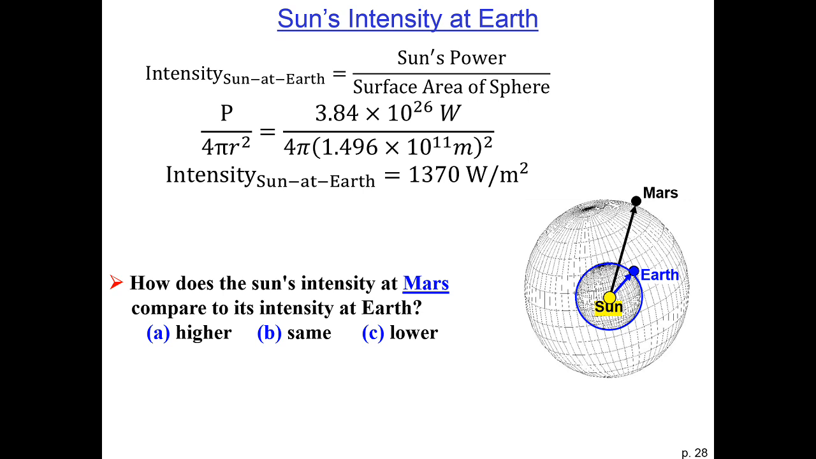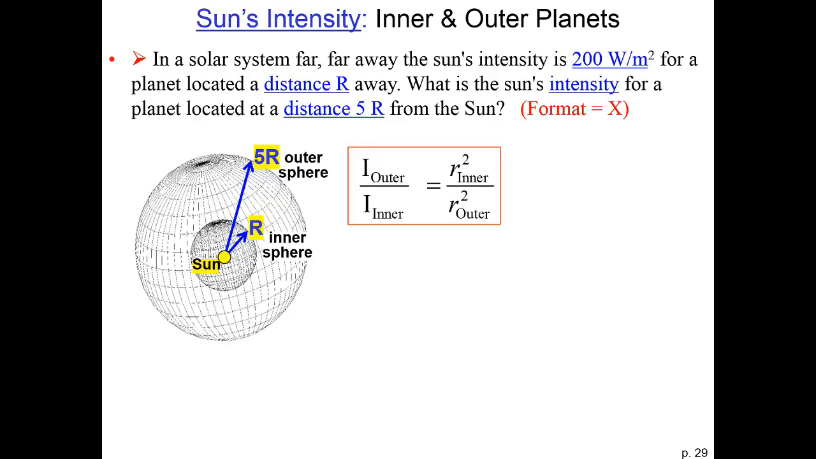So what happens if we go to Mars? Well, at Mars, we're a lot further from the sun, so that means that the intensity should be lower. This checks out because if our distance from the sun is larger, then the surface area of a sphere centered at the sun with the radius going to Mars is much, much larger, so that surface area will be larger, and so the intensity will be much lower.